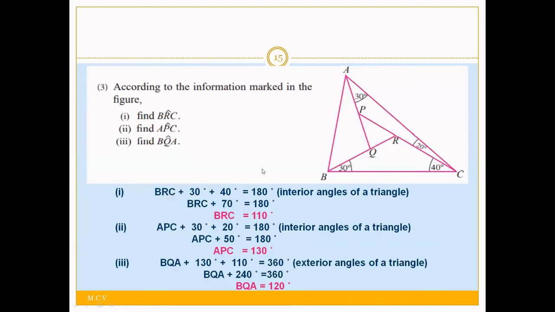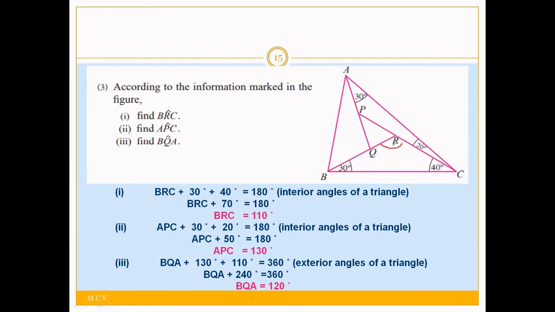Now let's see the third problem. According to the information marked in the figure, you have to find BRC, APC and BQA. BRC means this angle. You can find BRC by considering BRC triangle. Three interior angles of BRC.